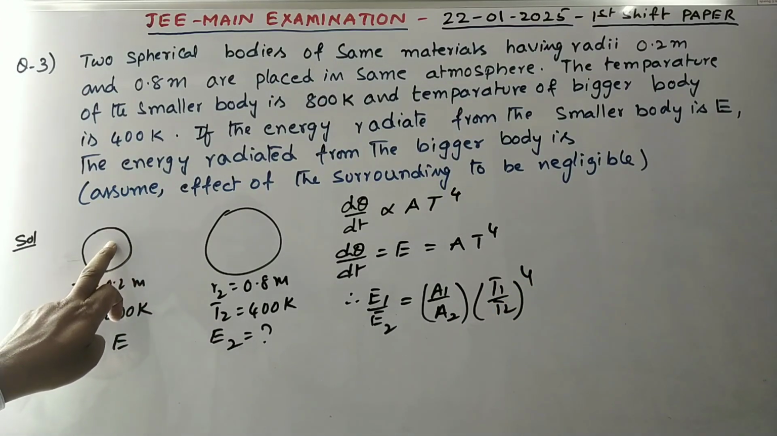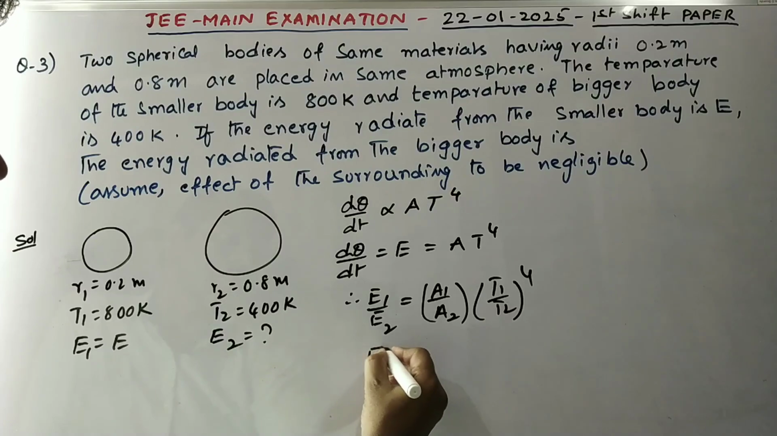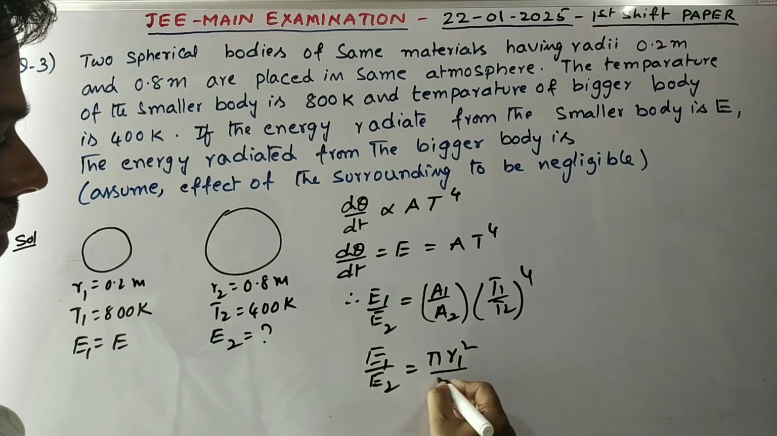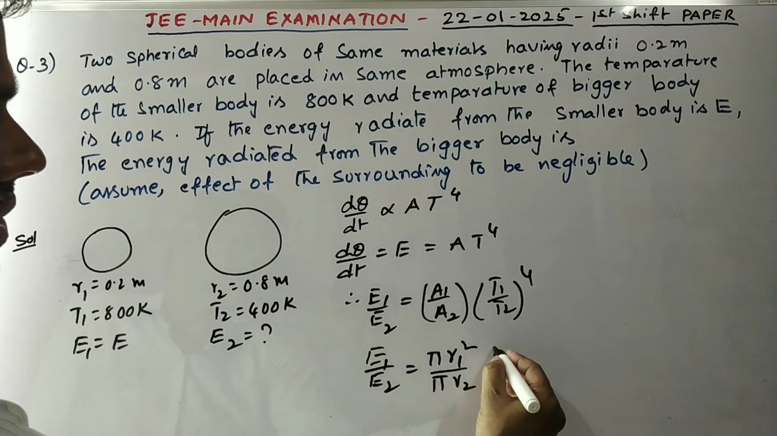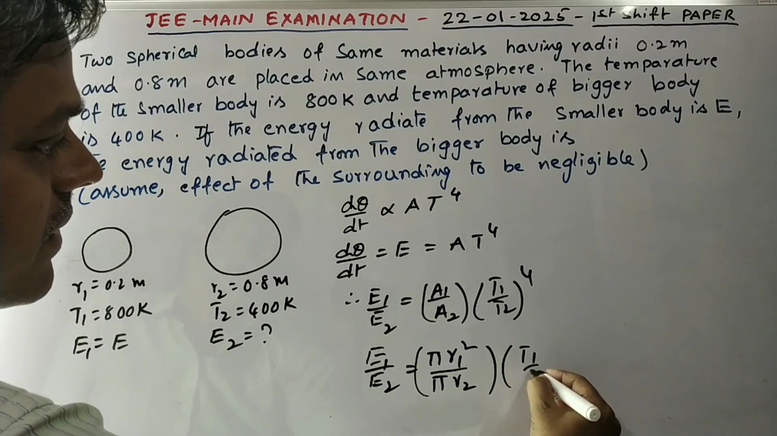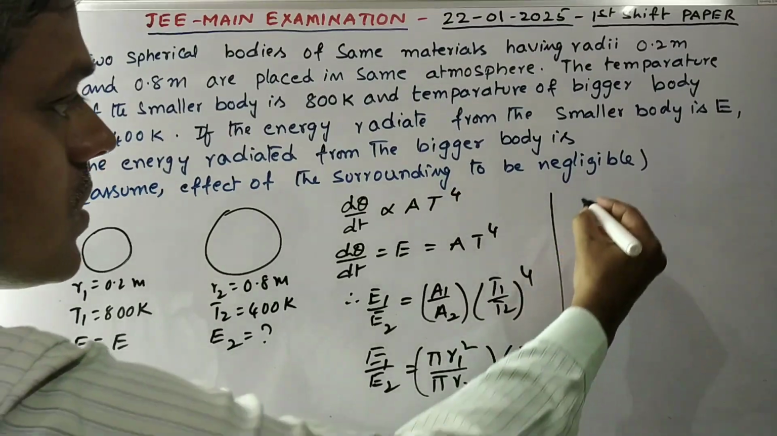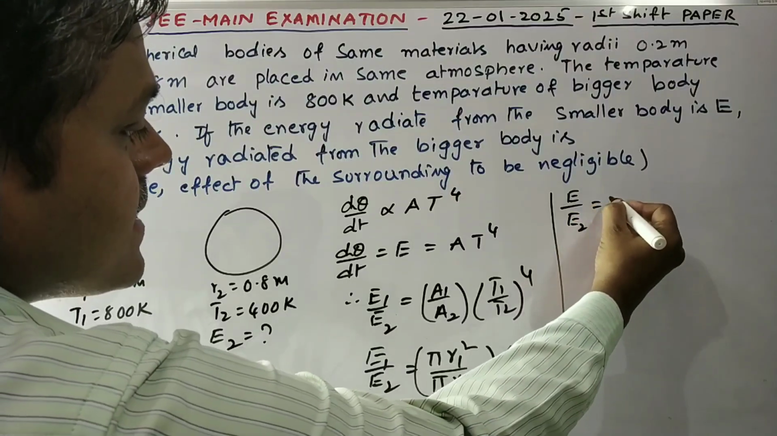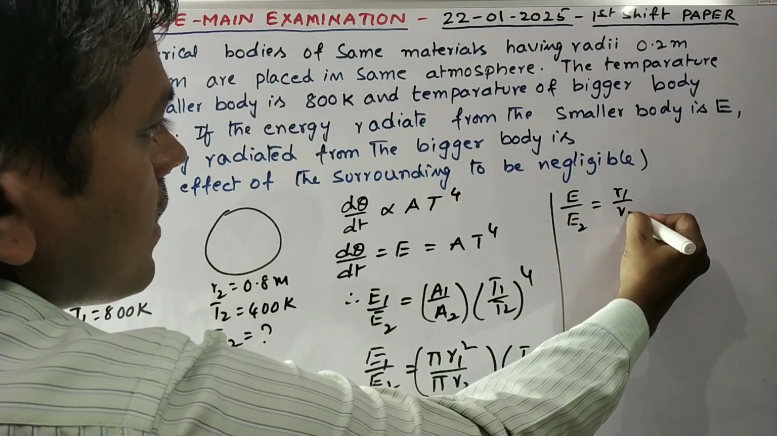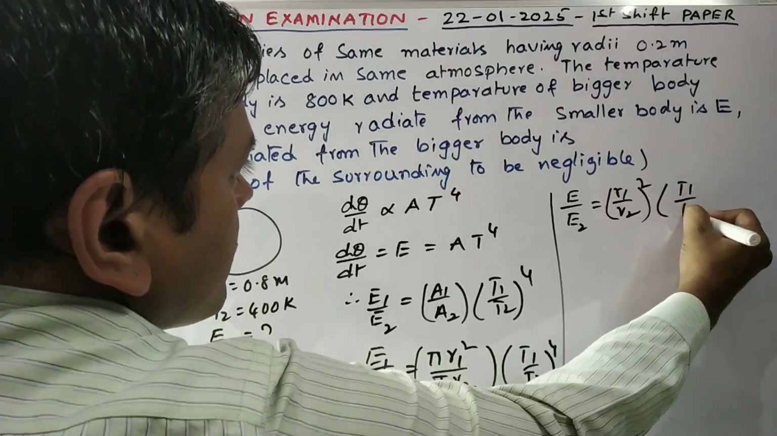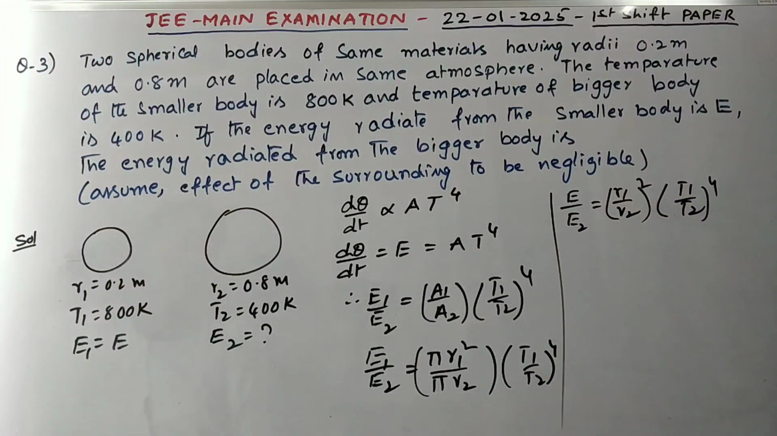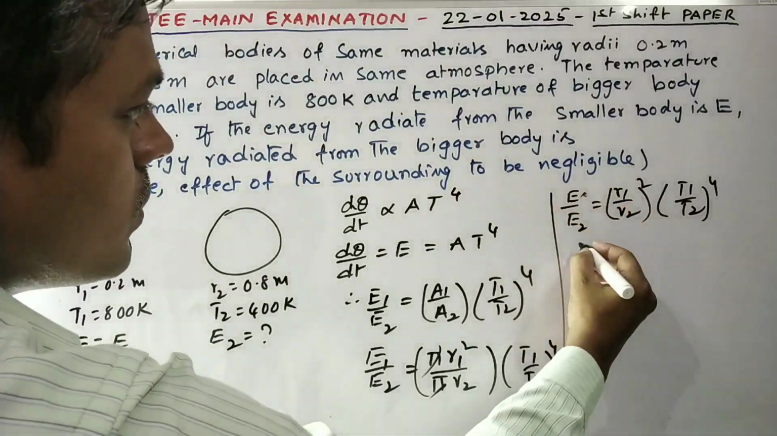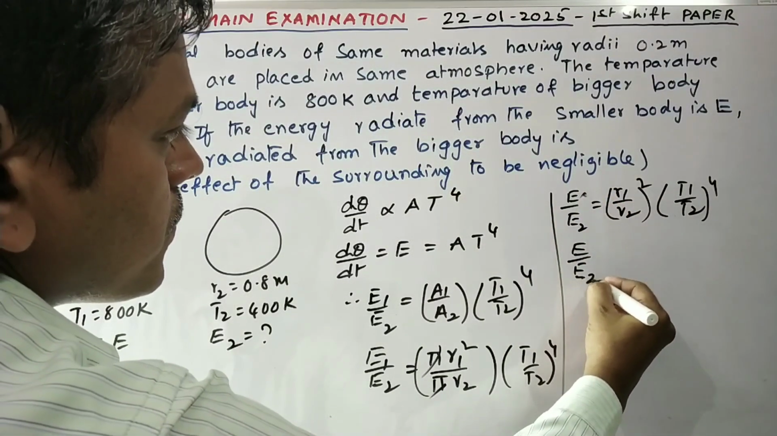Okay, here what kind of body is it? A spherical body. So the cross-section area of a spherical body is equal to πr². Therefore, E1 by E2 is equal to πr1² by πr2², isn't it? Into (T1 by T2) to the power 4. So we may write simply E1 by E2 is equal to (R1 by R2) whole square into (T1 by T2) to the power 4, isn't it? Pi is cancelled.